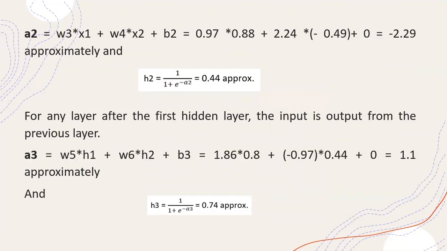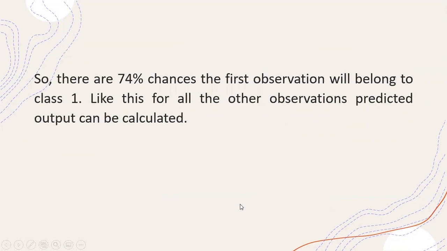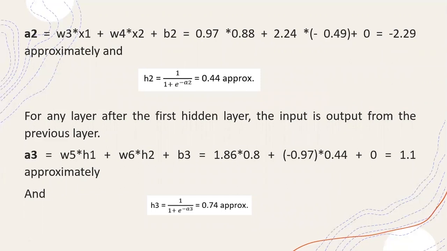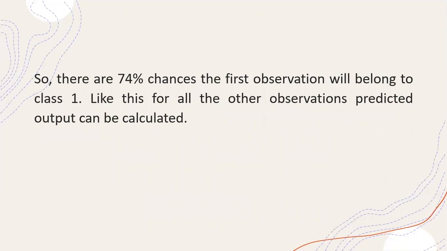With A2, we have calculated H2 and we've got an approximation, and the answer is 0.44. In the same way for A3 also, we've done the same thing. For A3, we got an approximation of 0.74. This means that there are 74% chances the first observation will belong to class 1. Like this, for all other observations, the predicted output can be calculated.